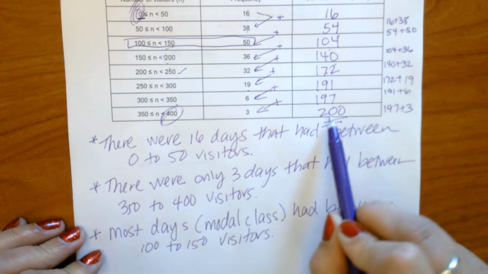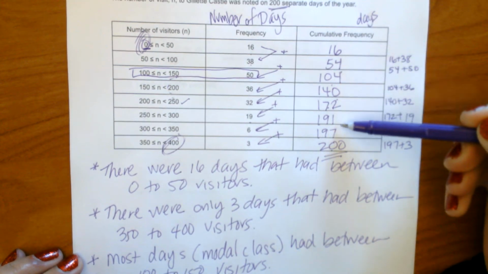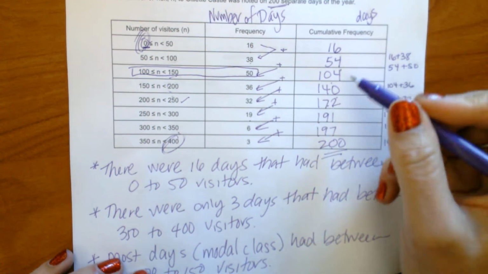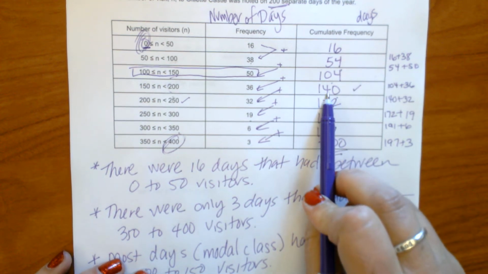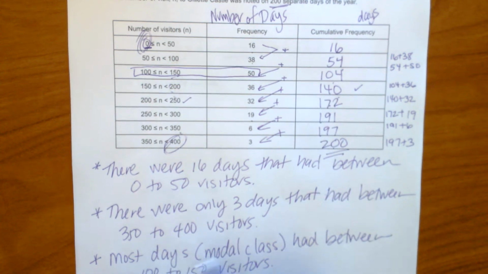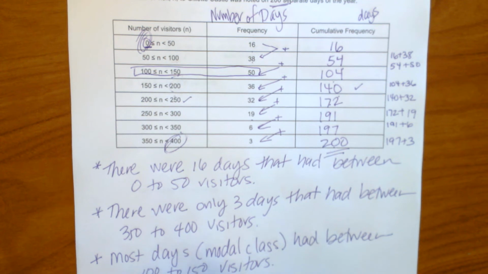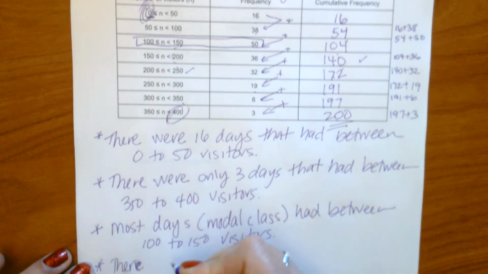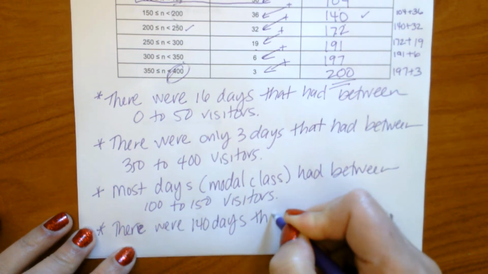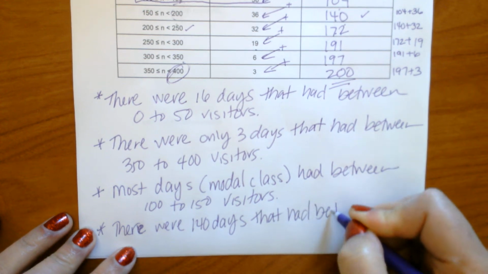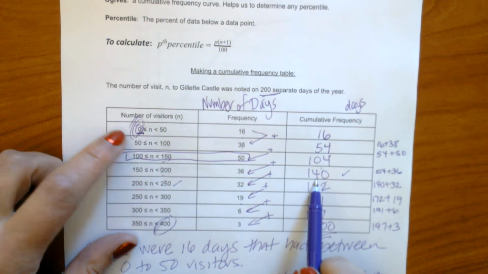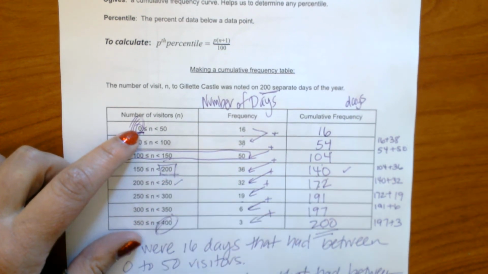And the last one, I'm going to address this total here. Actually, let's do one of the sentences. Let's look right here, at this one, 140. What is this cumulative frequency of 140? What does that represent? So that represents there were 140 days that had between 0 and 200 visitors.